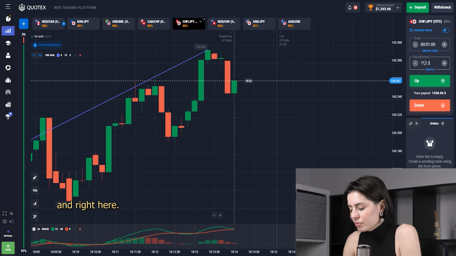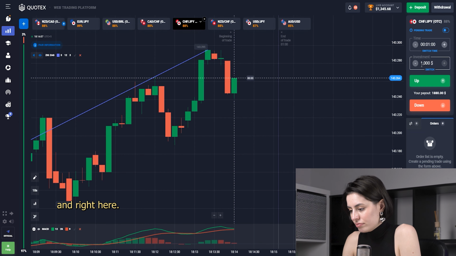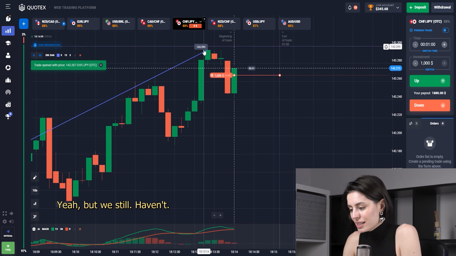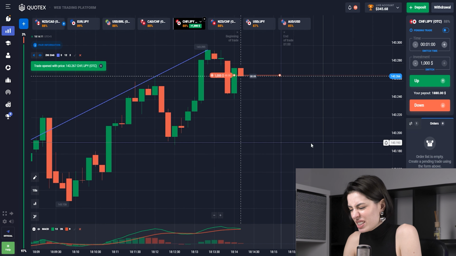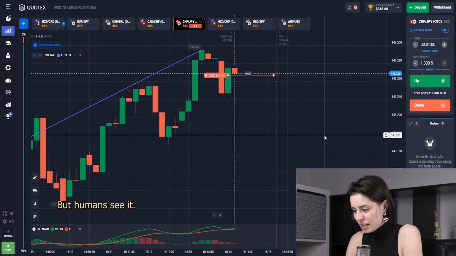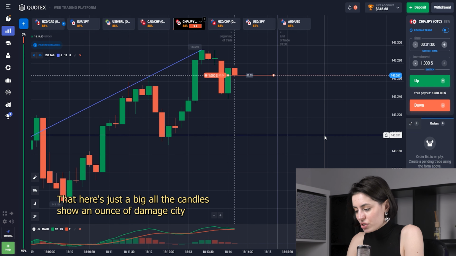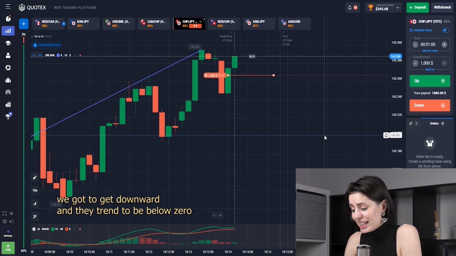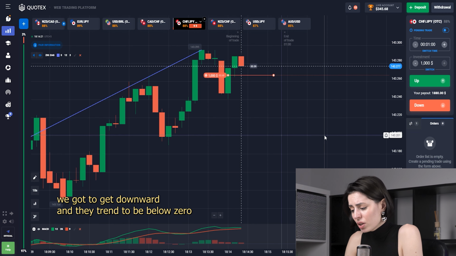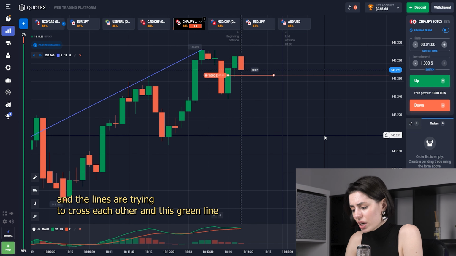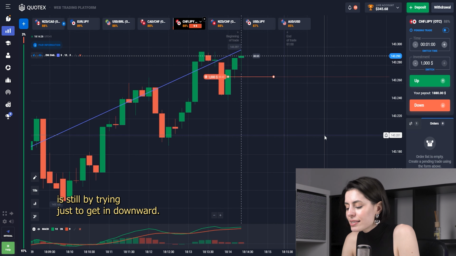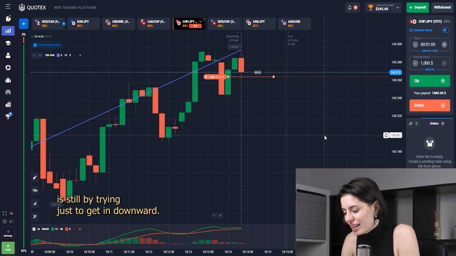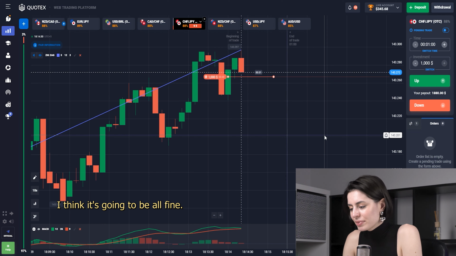And right here, yeah, zigzag still hasn't started, but you may see that here's just the peak, and all the candles are showing us the MACD has to go downward. They're trying to be below zero, and the lines are trying to cross each other, and this green one is still trying to go downward. I think it's going to be all fine. Let's see.